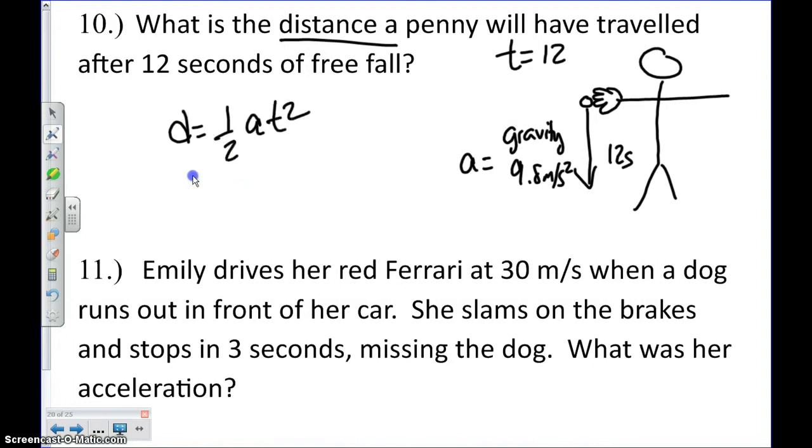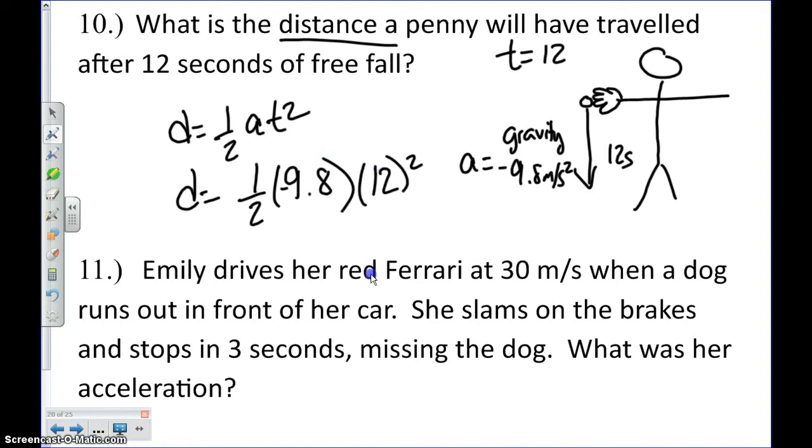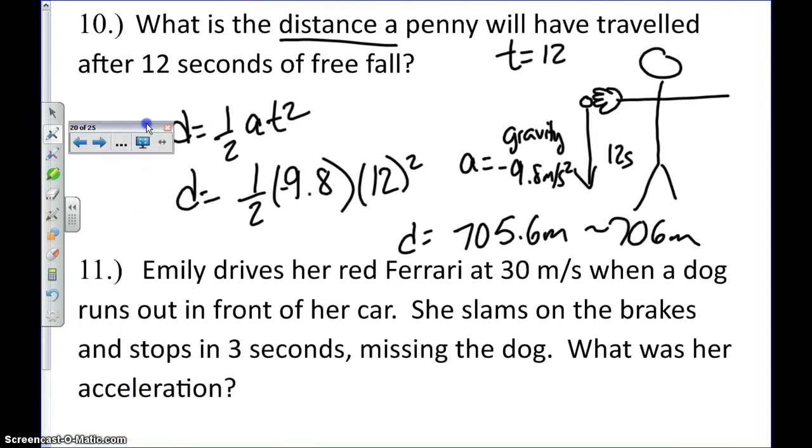This should look really familiar to you. Distance equals 1/2 times a, negative 9.8, because again, negative, because I'm falling towards the ground, and times t, which is 12, again, squared. Look at that. That's the exact same math we just had. So we know the answer to that one because we just typed that into the calculator. d is going to equal 705.6 meters, or 706 meters. And it's technically going to be negative because it's 706 meters down. That's the displacement. It's going towards the ground.